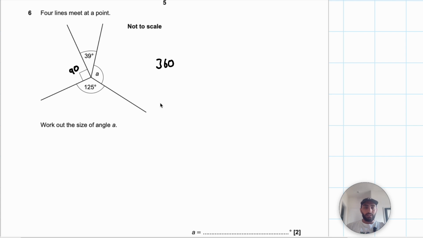90 add 39 is 129. Add 125. 125 doubled is 250. Add 4 more gives me 254. So I need to do 360, take away 254, which leaves me with 106 degrees.